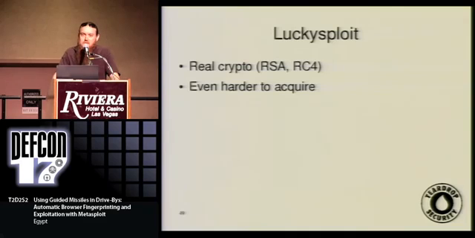Luckysploit is pretty incredible. It runs real crypto in JavaScript. They implemented RSA and they implemented RC4 in JavaScript. Holy crap. Unfortunately, it's still really hard to get, and the legitimate way of getting any of these exploit packs is to send $4,000 to some dude in Russia. Really? No thanks.